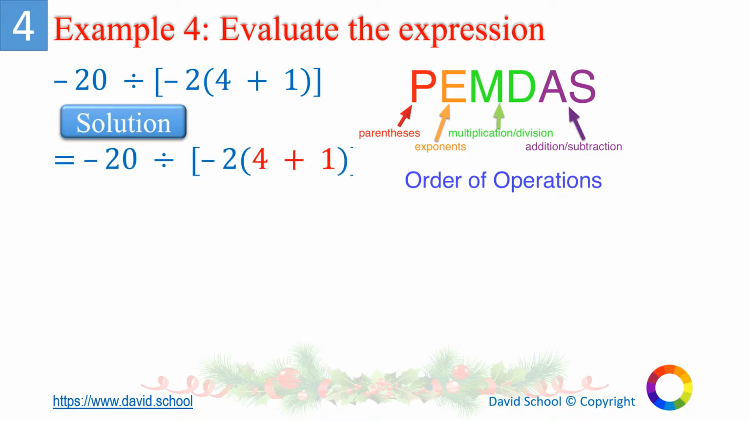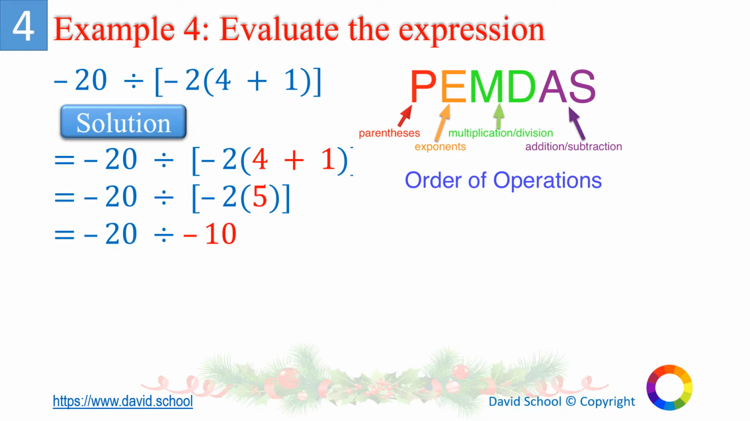4 plus 1, which is 5. Now negative 20 divided by negative 10, which is 2. Example 5.